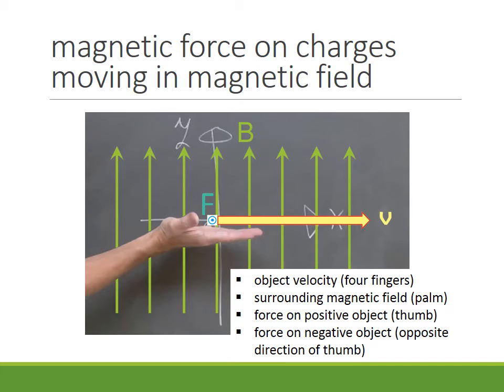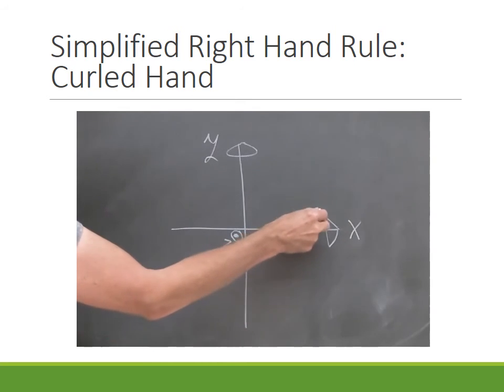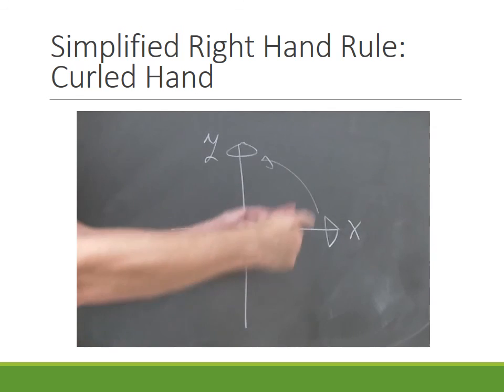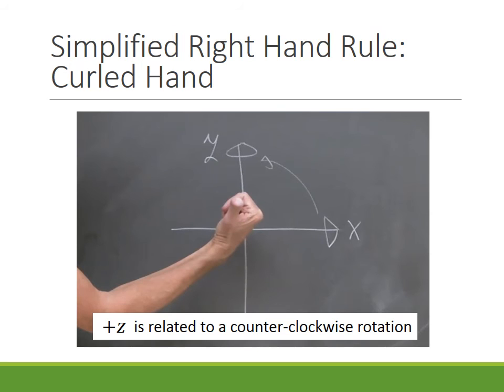Now, if the charge is negative, the direction of force would actually be the opposite direction to the thumb, into the board. There's also another simplified right-hand rule, which involves a curled hand. So you would just curl your fingers like making a fist, but leaving your thumb out. You imagine X rotating toward Y, giving you this counterclockwise rotation that you grab with your right hand, and that then gives you the thumb out of the board. So positive Z is related to a counterclockwise rotation in the XY plane.